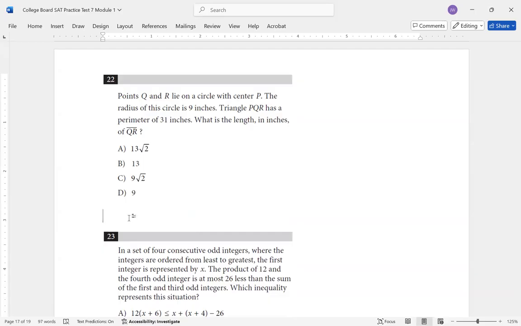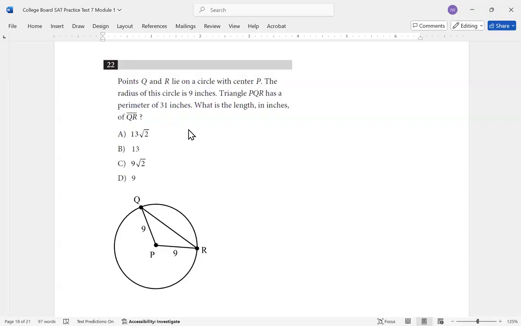Now I'm going to draw a picture of what's going on, and then I'm just going to dump that in here. So there it is. We have my picture. P is in the center, Q and R are on the edge of the circle. Obviously, none of this is to scale. This is just for visual. But you can see if the radius of this circle is 9 inches, then that means P to Q has a length of 9 inches and P to R has a length of 9 inches.